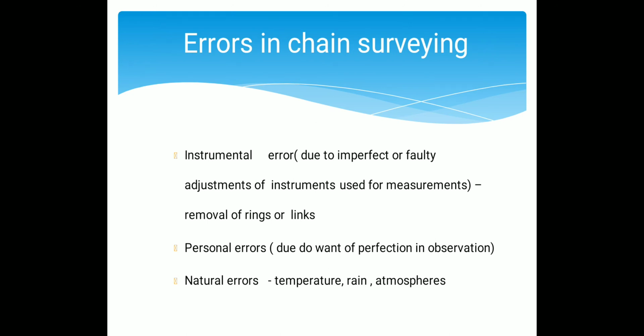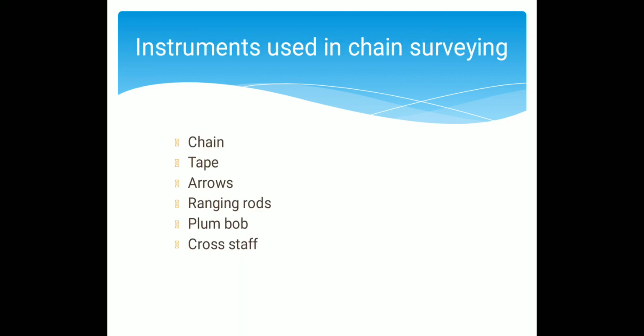Instrumental error, personal error, natural error. Instrumental error is error due to imperfect or faulty adjustments of instruments. Personal error is due to the wrong recording of the observer, and natural error is due to temperature, rain, and atmosphere. What are the various instruments used in chain surveying?